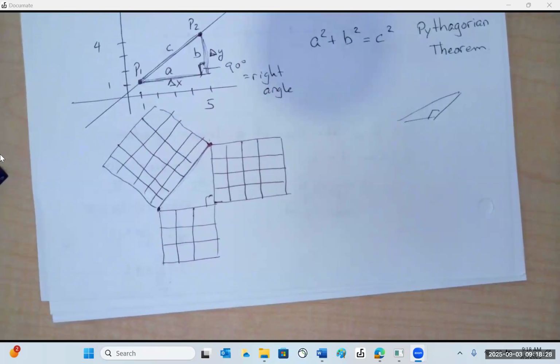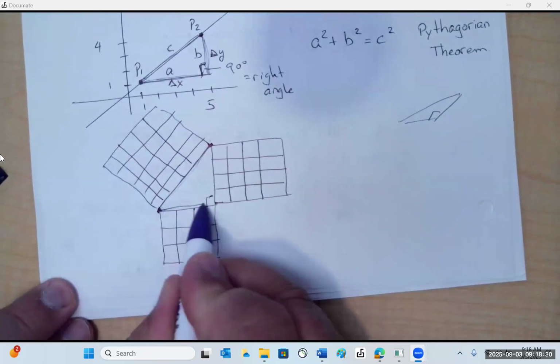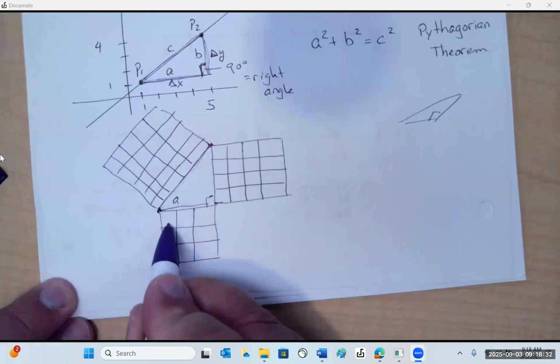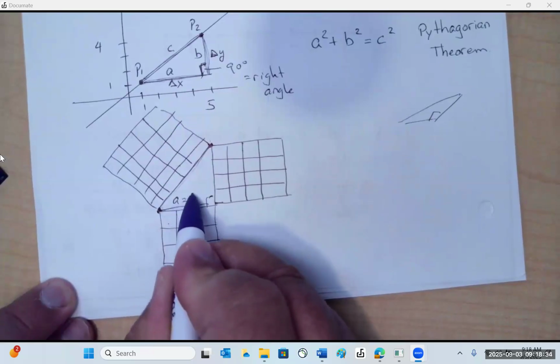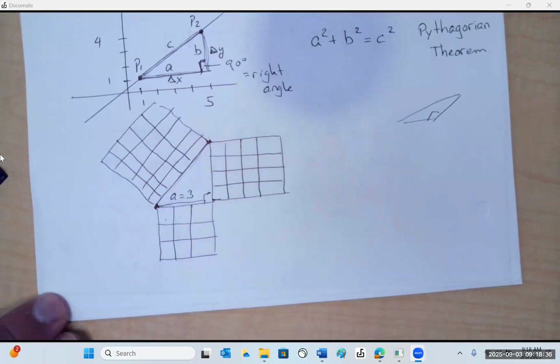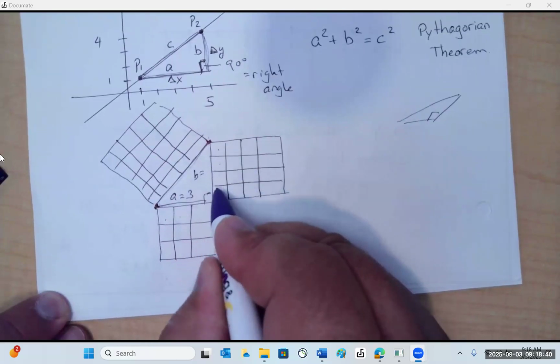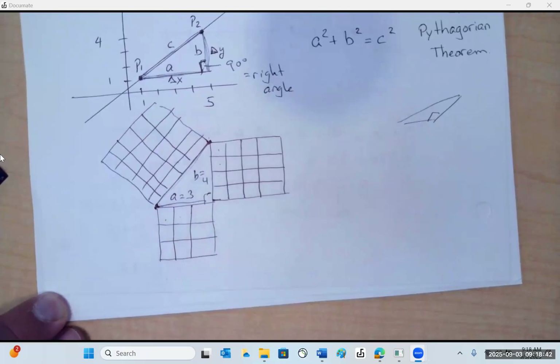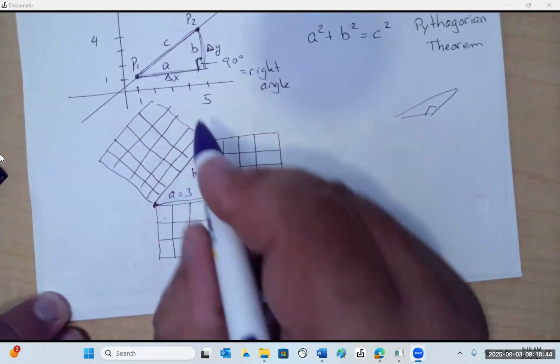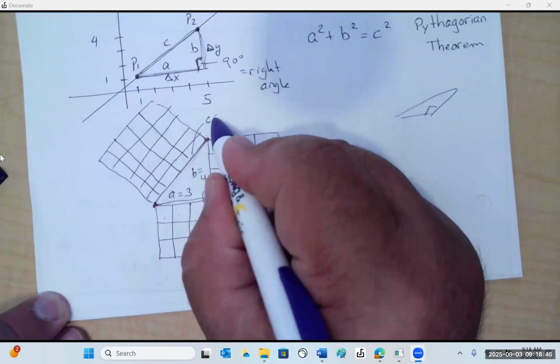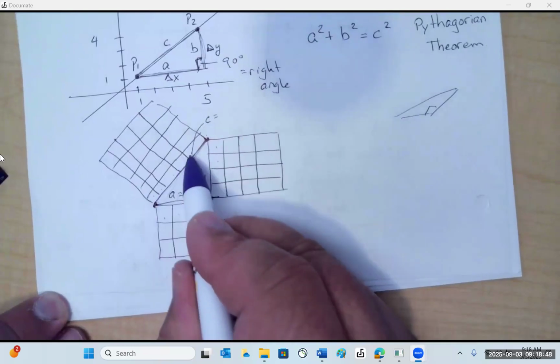So let's look at this. We'll call this side A. It's 1, 2, 3 units big. This side is B. It's 1, 2, 3, 4 units big. And this side is C. It's how big? 1, 2, 3, 4, 5.